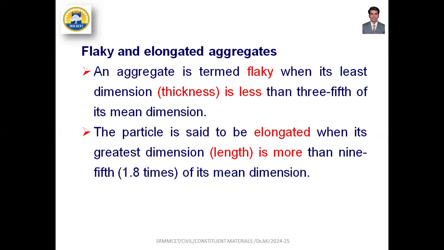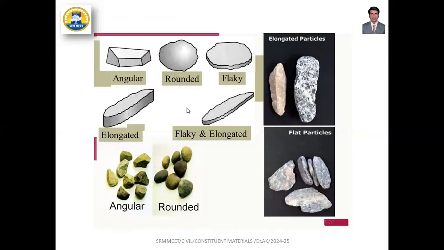And the final one is flaky and elongated aggregate. If the thickness of the aggregate is very less, that aggregate is said to be a flaky aggregate. If the length of the aggregate is more, that aggregate will be called an elongated aggregate. See here, the thickness is very less, so that aggregate will be called a flaky aggregate. Here the length of the aggregate is very more, so that aggregate will be called an elongated aggregate. So these are the different types of classification of aggregate based on the shape.